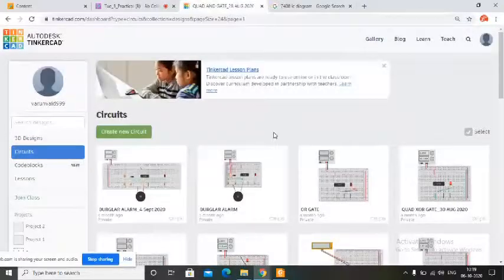Today's lecture we will discuss how to make the AND gate, and we will try to verify its truth table. For that you will need this website, tinkercad.com, and in Tinkercad there are different options available: 3D design is there, circuits is there, code blocks is there, right? So just click on circuits.